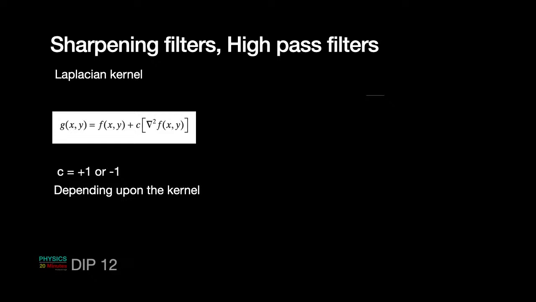So typically, whatever kernel you are choosing, minus 4, minus 8 in the middle or plus 4, plus 8 in the middle, your C can be positive or negative. And of course, if you want to strengthen it, then the C value can be increased or decreased. So depending upon what kind of kernel you are choosing, you can choose a suitable C value, add it to the original, and you will get g of x y.